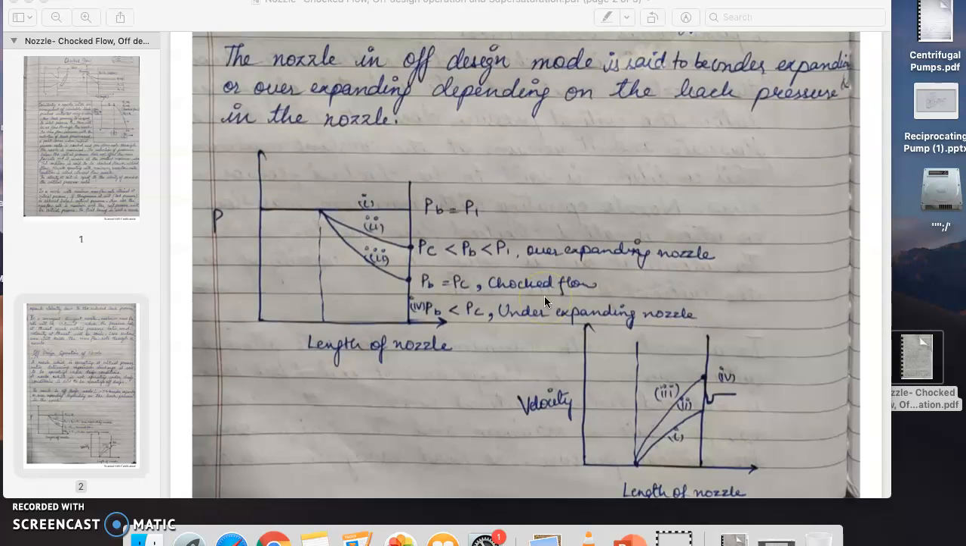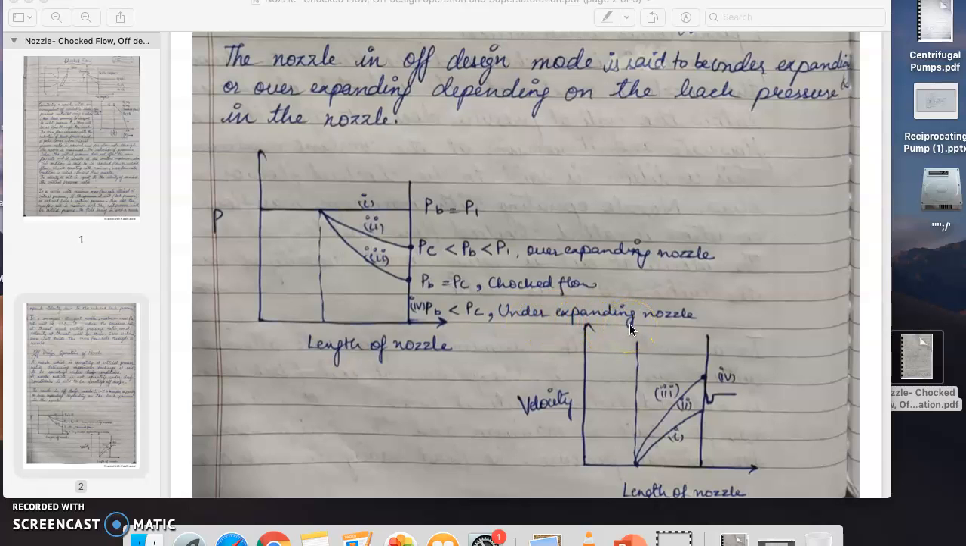If the back pressure in the nozzle is less than the designed value of pressure at the exit, that means the critical pressure, then it is said to be under expanding. That means in this condition, P_C is greater than P_B. That means the back pressure is less than the critical pressure. The nozzle will be known as an under expanding nozzle.